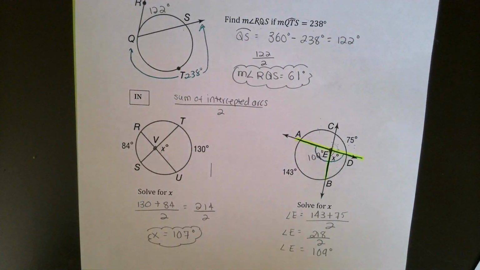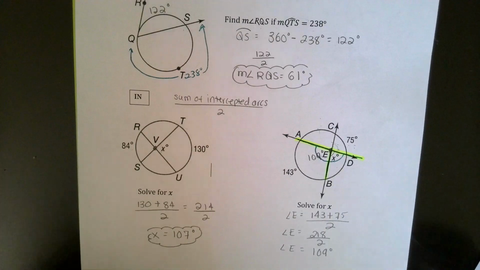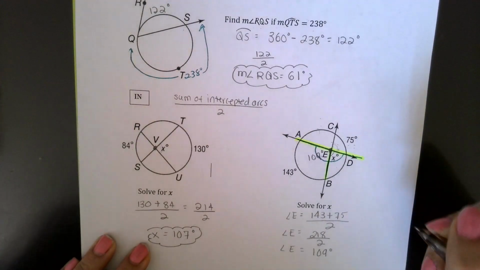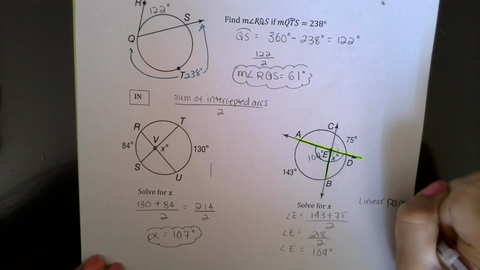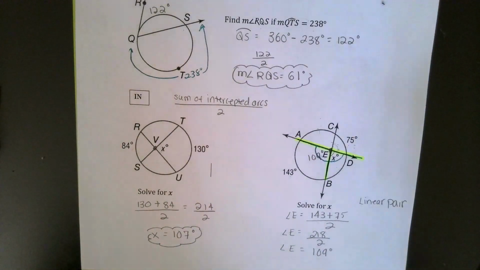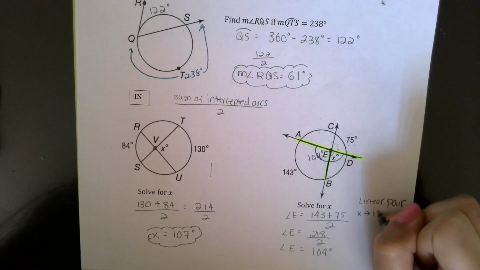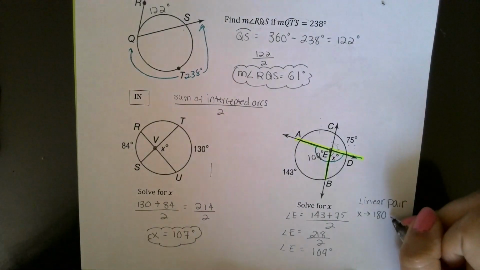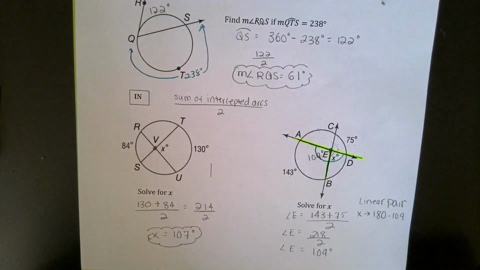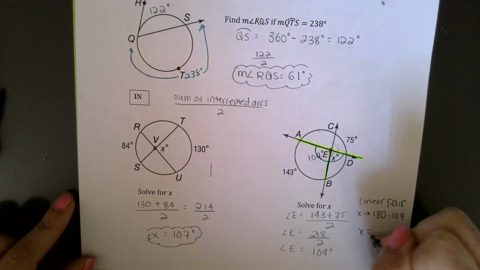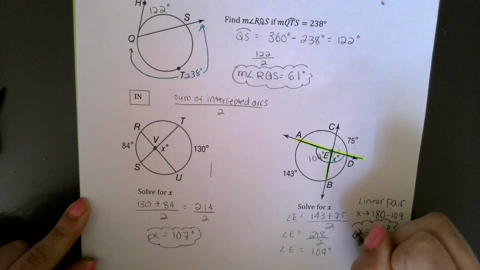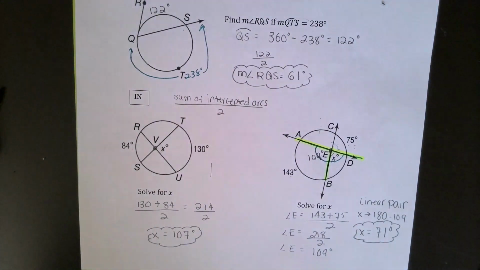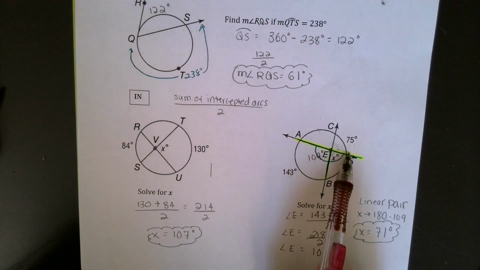It's a linear pair. So to find angle x, it's a linear pair. So to find x, we're going to do 180 subtracted by 109. So that means x will equal 71 degrees. Okay, so just keep an eye out if you don't have your intercepted arcs. Make sure it's right across from it.